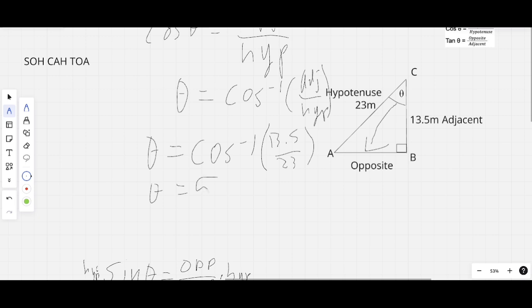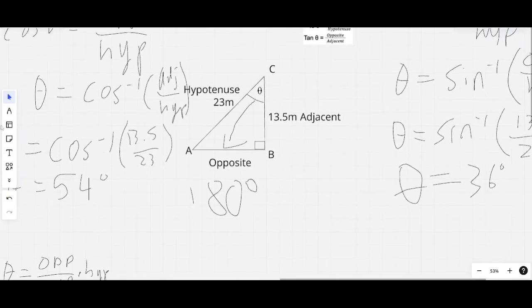So our angle is equal to 54 degrees. And now this is true because a right angle triangle, or any triangle, is 180 degrees. And if we add up 54 plus 90 plus 36, we would get 180, because our right angle is always 90 degrees.